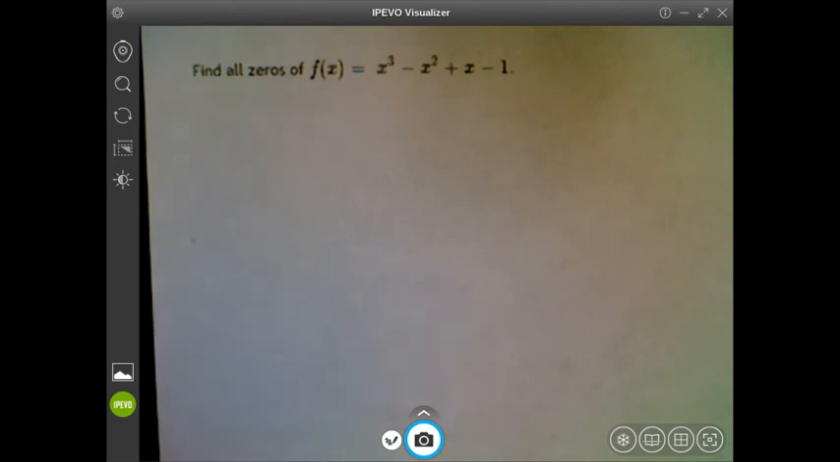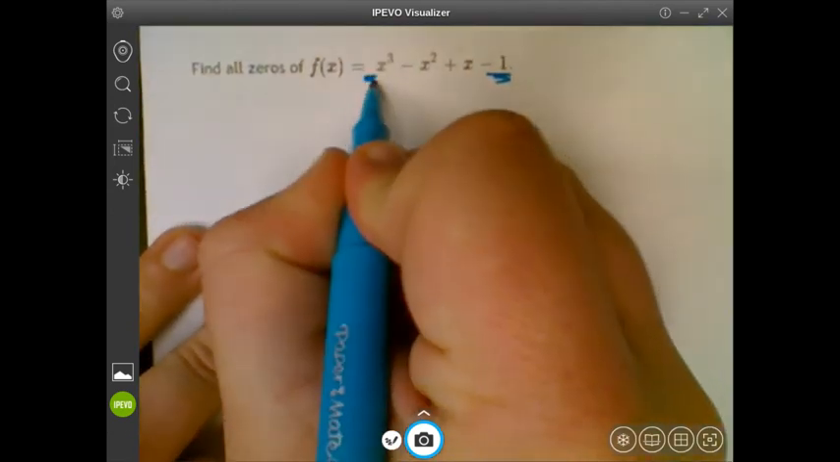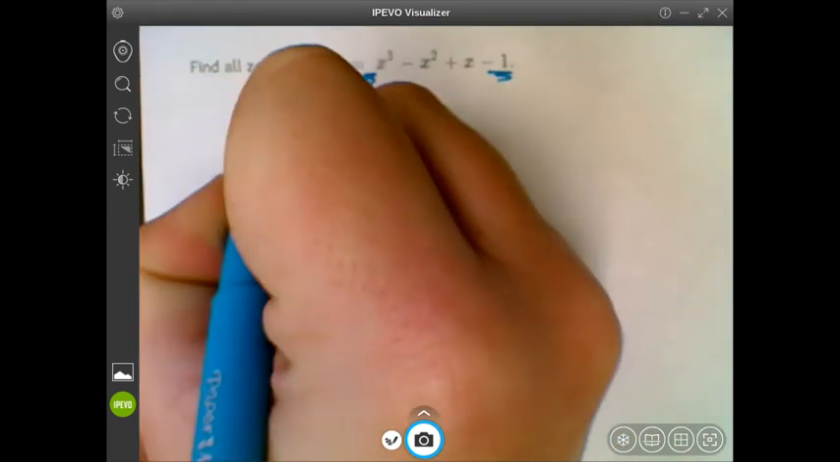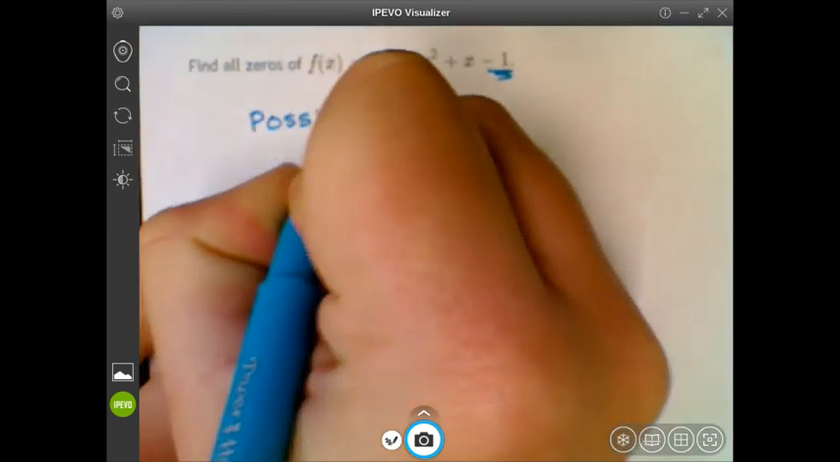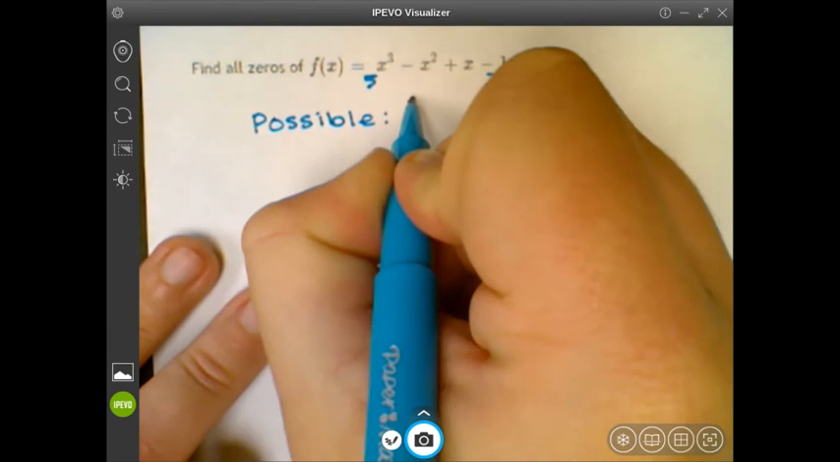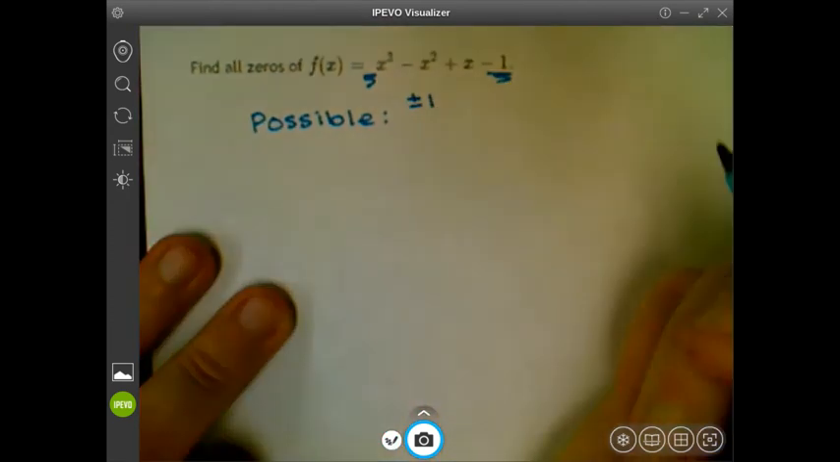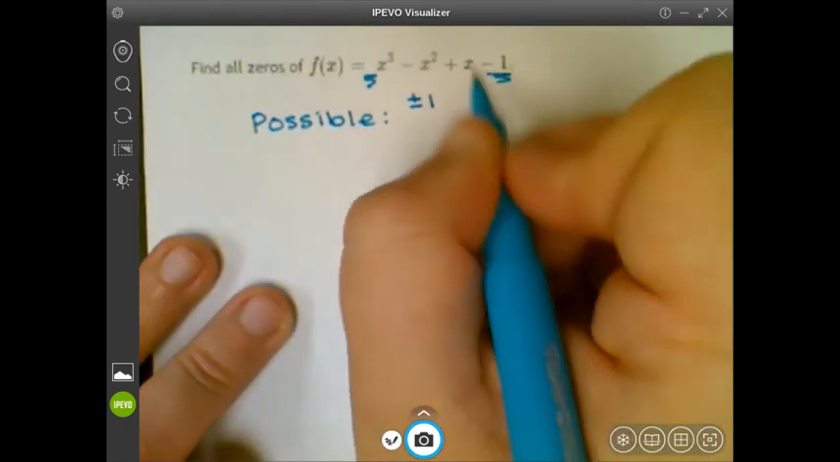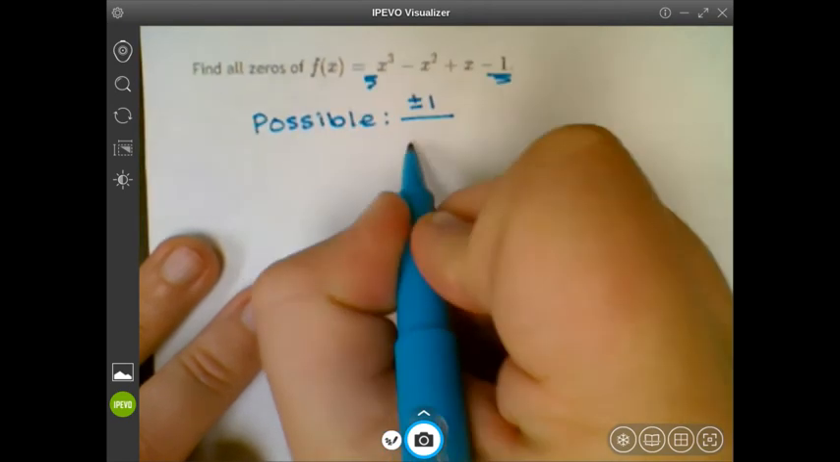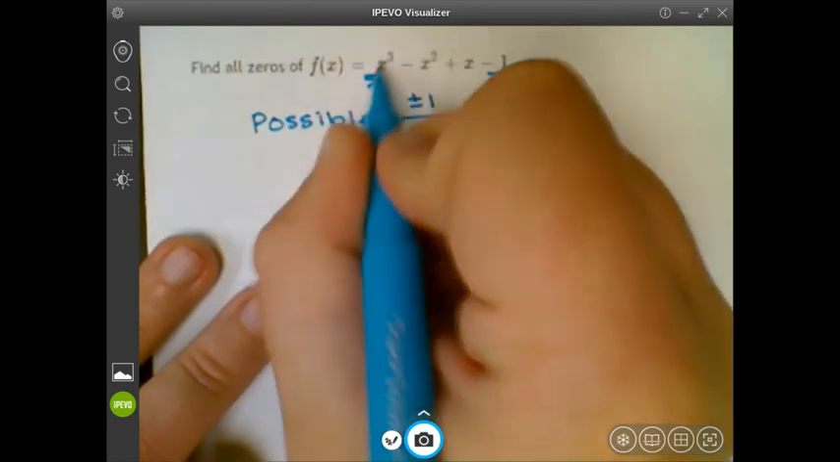All right, so this one's really nice because we have a 1 at the end and we have a 1 here. So our possible zeros, the real ones, are the factors of 1, which is plus or minus 1 from the constant term, over the factors of the leading coefficient, so plus or minus 1 from here.